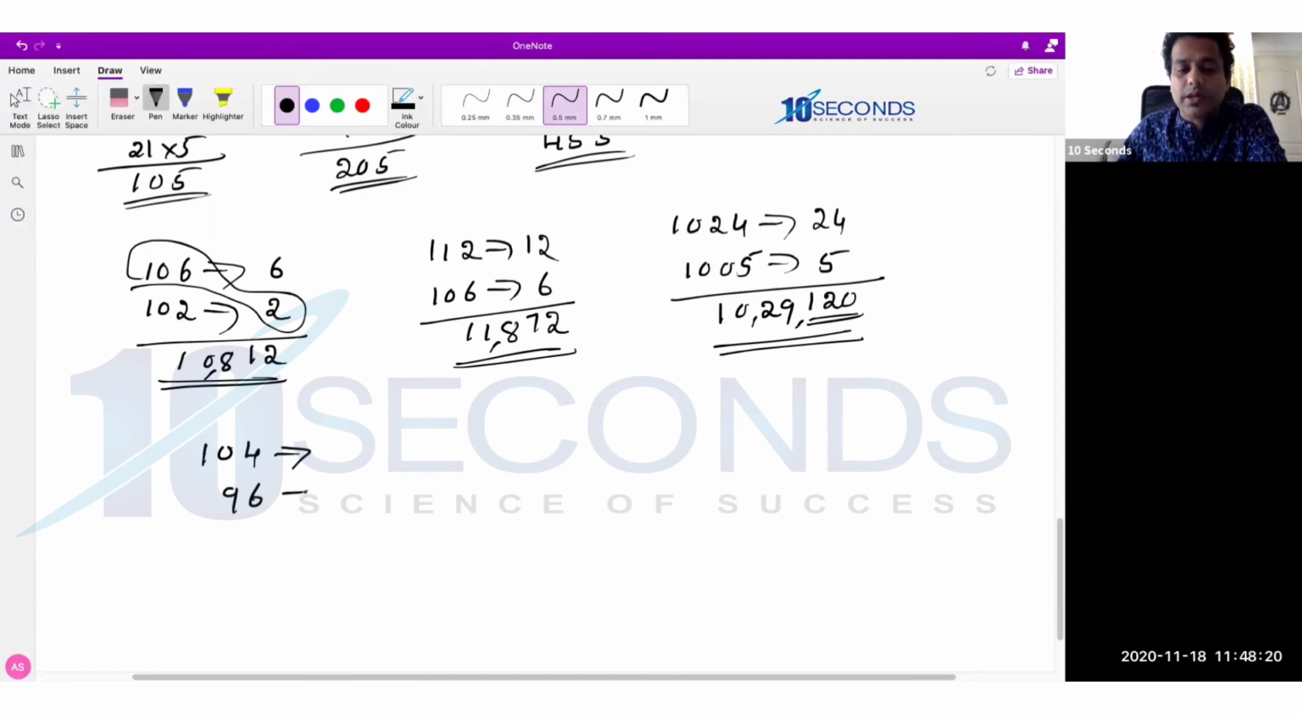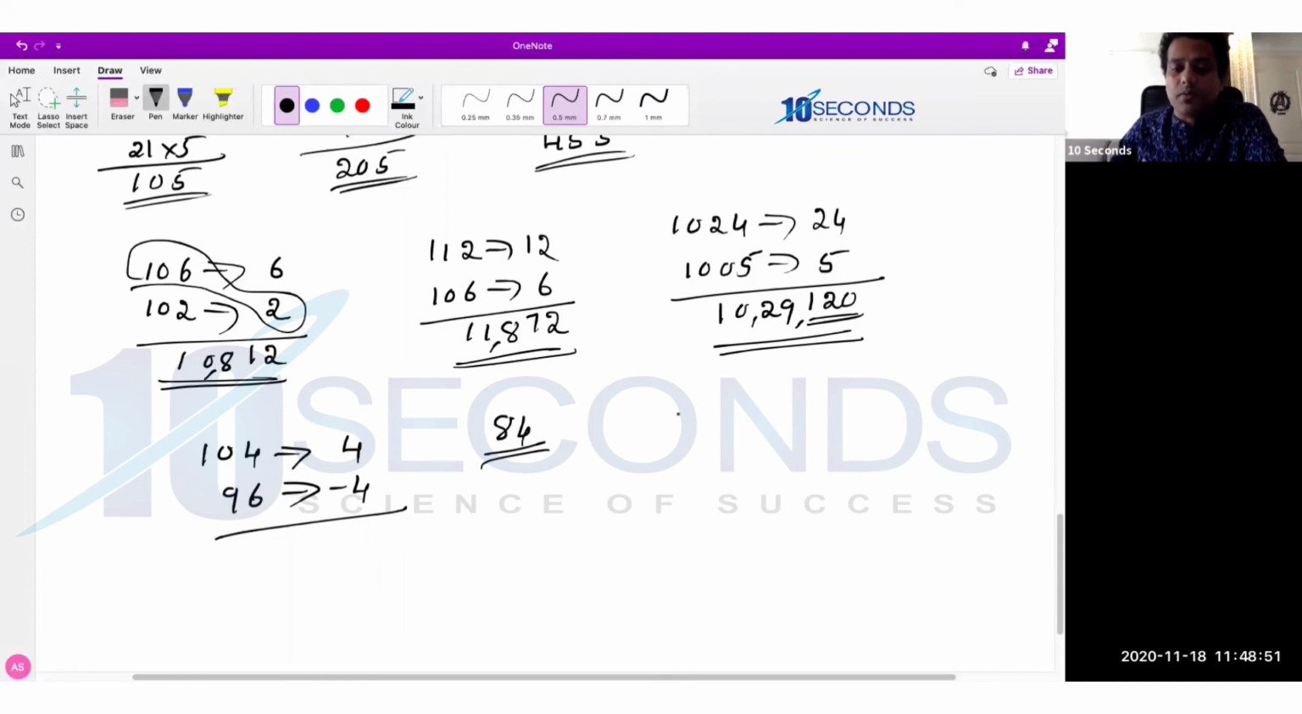Where you need to be careful is say 104 into 96. This is where you need to be a little careful. 4 more than 100, 4 less than 100. 4 into 4 is 16 but minus 16. There is no minus concept in Vedic mathematics. Minus 16 is nothing but the complement of 16. What is the complement of 16? 84. What is the 10 complement? 90. What is the 20 complement? 80. What is the 25 complement? 75. So you have to subtract it from the next place value.